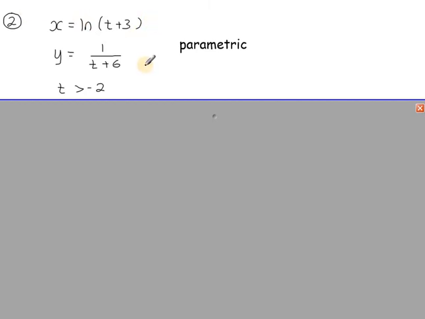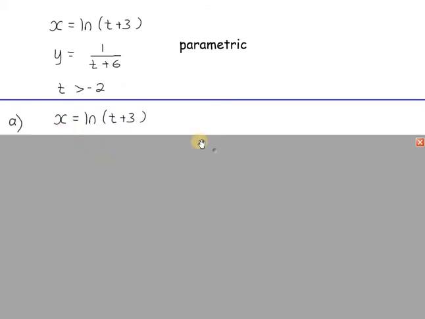Example 2. We have two parametric equations. T is greater than -2, so -2 is not included for the parameter. I'm going to convert this to its Cartesian form, and then we're going to work out domain and range.